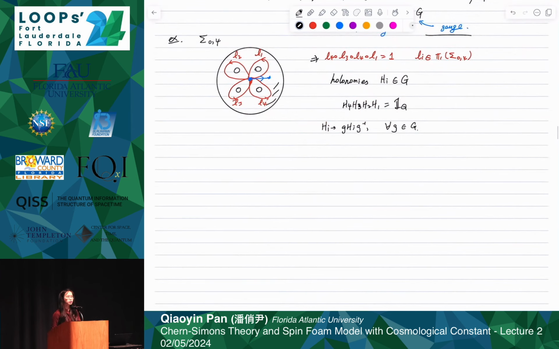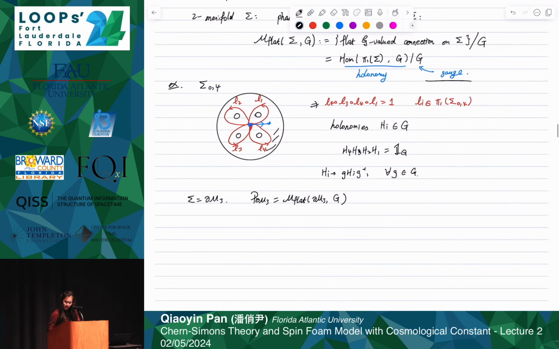Now, our 2-manifold is the boundary of the three-manifold. Then the moduli space is the moduli space of G-valued flat connections on the boundary of a three-manifold. I would denote it by P of partial M3. Let me also tell you that this manifold, in general, is a Poisson manifold. And the boundary of a three-manifold is a closed manifold, and this becomes a symplectic manifold. So it has a symplectic structure.